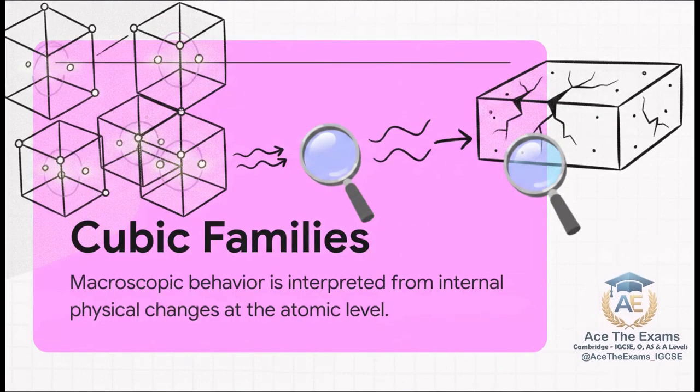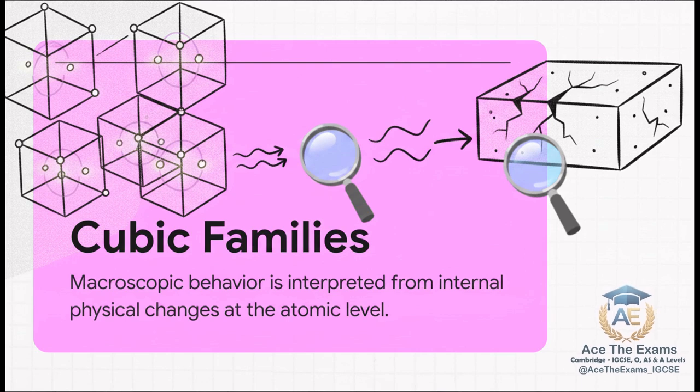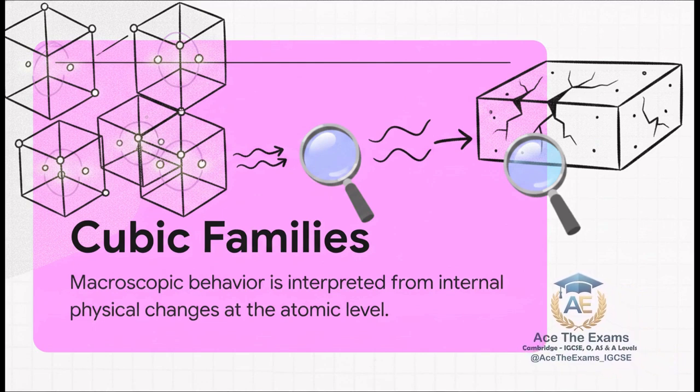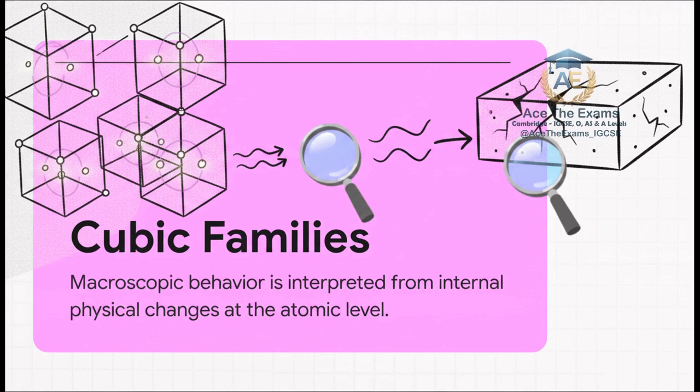What's really fascinating here is how we're forced to look at the microscopic picture to explain the whole system. In this context, the definition of cubic families is the principle that the macroscopic, visible behavior of a solid can only be interpreted by understanding the internal physical changes happening down at the atomic or carrier level. Basically, the macro is entirely dependent on the micro.